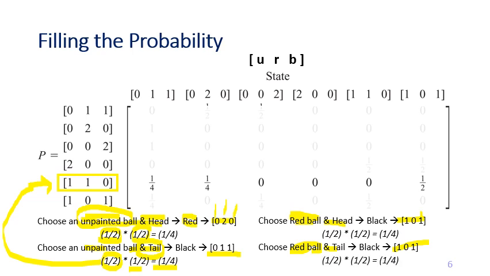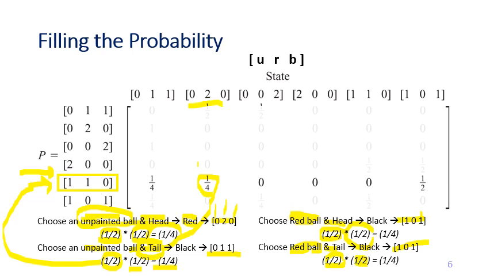Choosing a red ball from the initial condition 110 is 1/2, and then the coin showing head is also 1/2, and here picking the red ball is also 1/2, and then the coin showing tail is also 1/2. Once you've listed out all the possible events and the probabilities, now you may put these values into the matrix. So this 1/4 goes to here, right? Because it goes from 110 to 020.